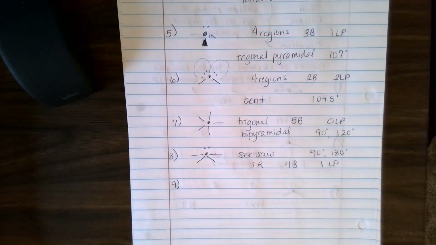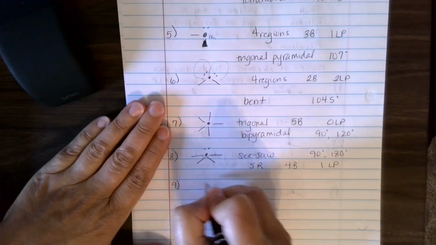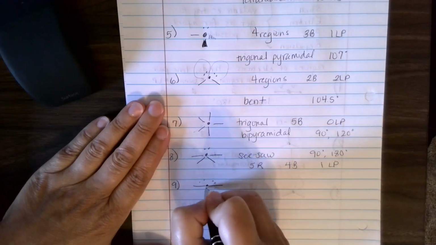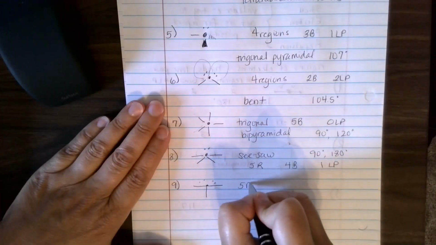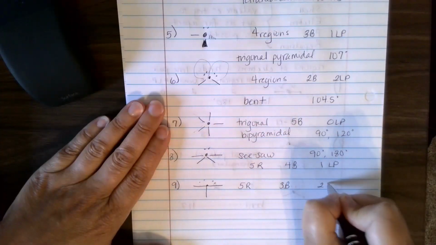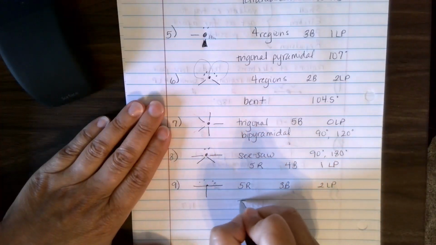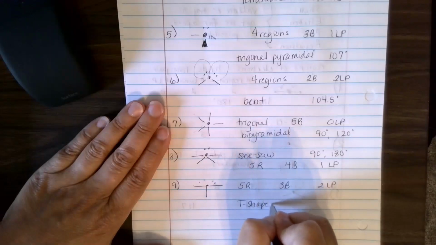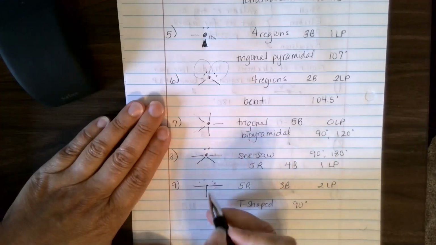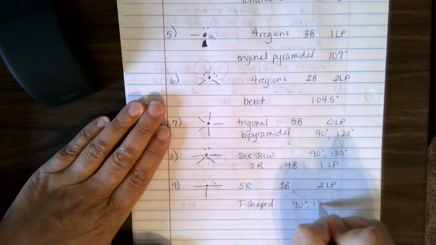Okay, next we're going to have 2 lone pairs. So we have 5 regions, we're going to have 3 bonds, 1, 2, 3, and 2 lone pairs. And this looks like a T, so it's called T-shaped. And bond angles are going to be 90 degrees, so 90, 90, and then between here and here, those ones would be 180.